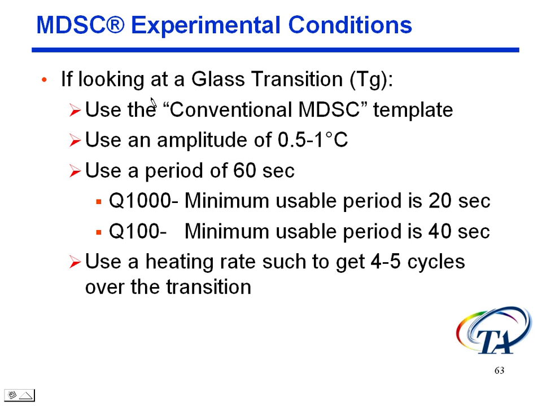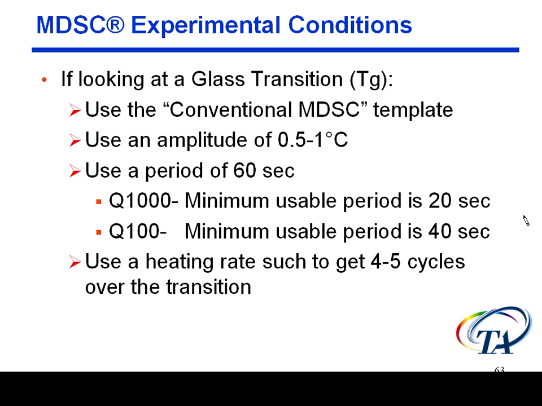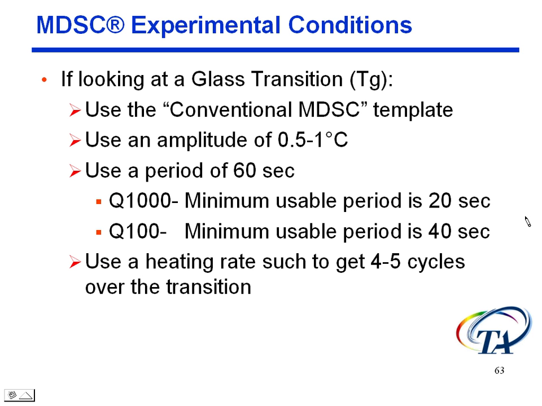If we're going to look for a glass transition, and we want to run modulated DSC, I would recommend using the conventional modulated DSC template. I would use an amplitude of somewhere between 0.5 to 1 degree. Typically, I use a period of 60 seconds. Now with the Q1000, the minimum usable period is 20 seconds, so you could go lower. But I find that I get better data if I use around a 60-second period, and that's normally what I use.